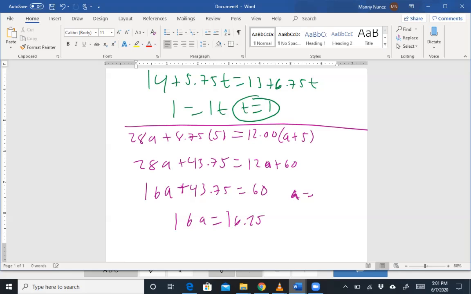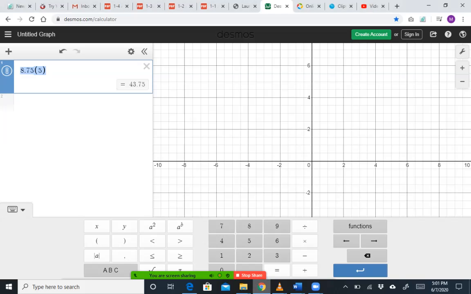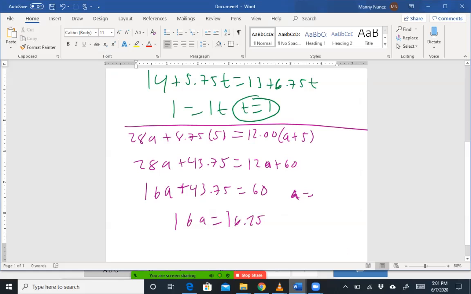I'm going to divide 16.25 by 16. It's going to be very close to 1. It's about 98 cents, or 0.98 pounds, okay? Whereas the A plus 5, that's going to be 5.98 pounds. So about 1 pound and then about 6 pounds in total. Essentially.